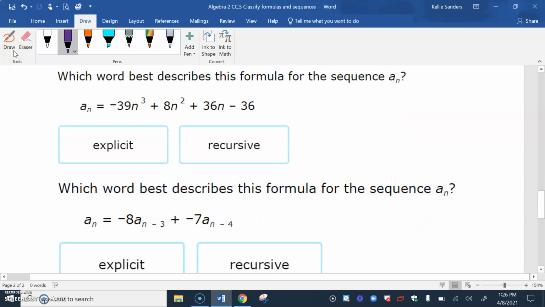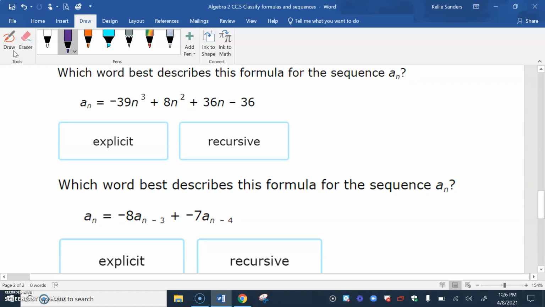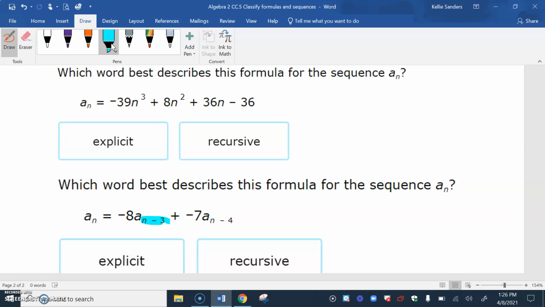Now on these, do not make these any harder than what they are. They are not hard. I'm going to keep both of these in the frame and tell you the difference between each one. Which word best describes the formula for the sequence A sub n? See this right here? When the n is in the subscript of the formula, it's going to be recursive because you're using the previous answers to get the next term.